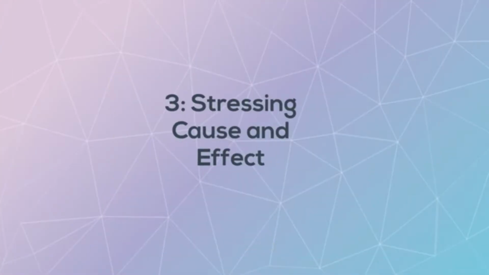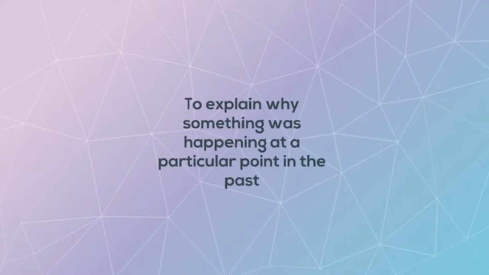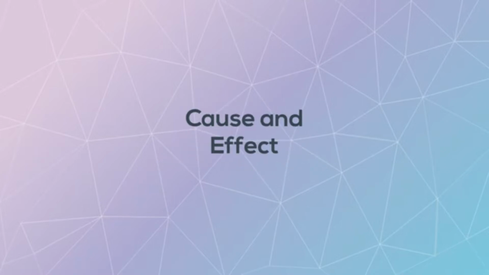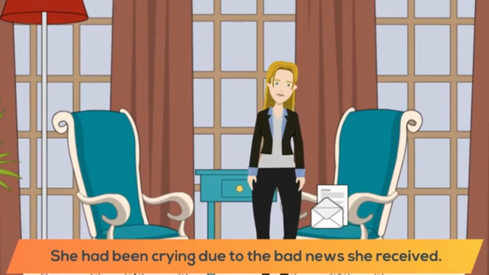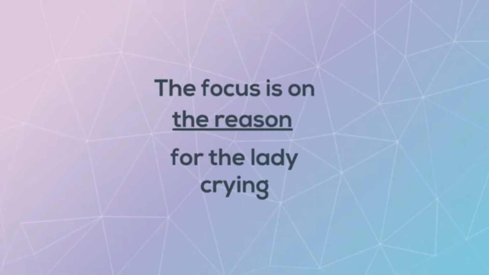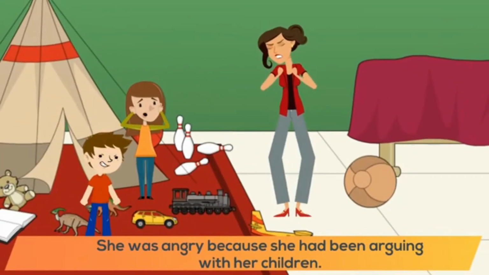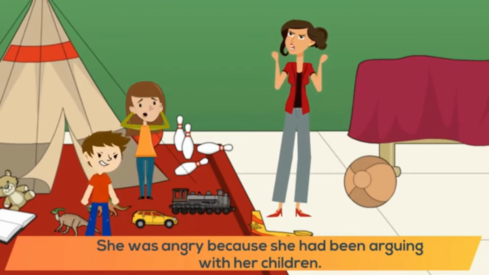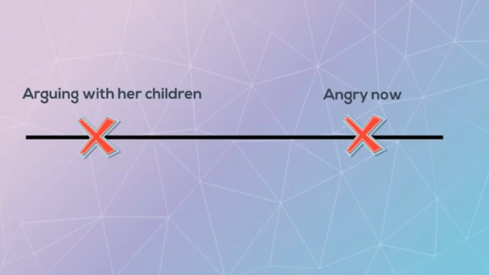Let's go to the next one, stressing cause and effect. This is one of the tenses where we can explain why something was happening at a particular point in the past. These examples focus on cause and effect. She had been crying due to the bad news she received. Here the focus is on the reason for the lady crying, and the bad news is farther back in the past. However, when we say she was angry because she had been arguing with her children, the ongoing action, arguing with her children, is farther back in the past, and it led to the lady being angry.